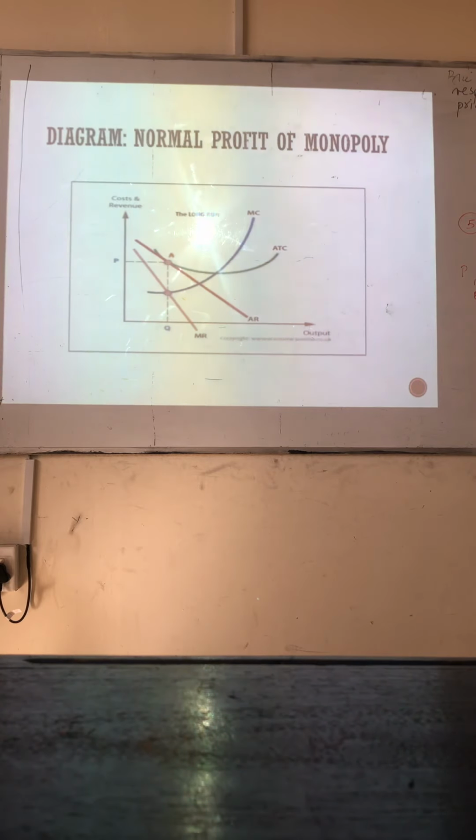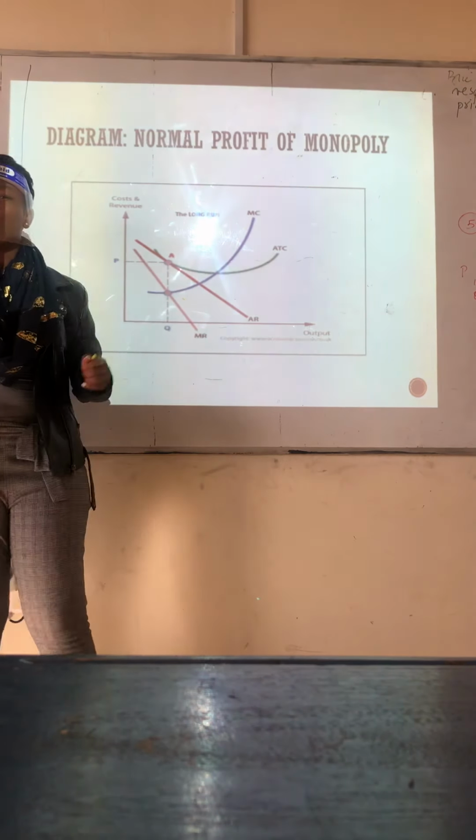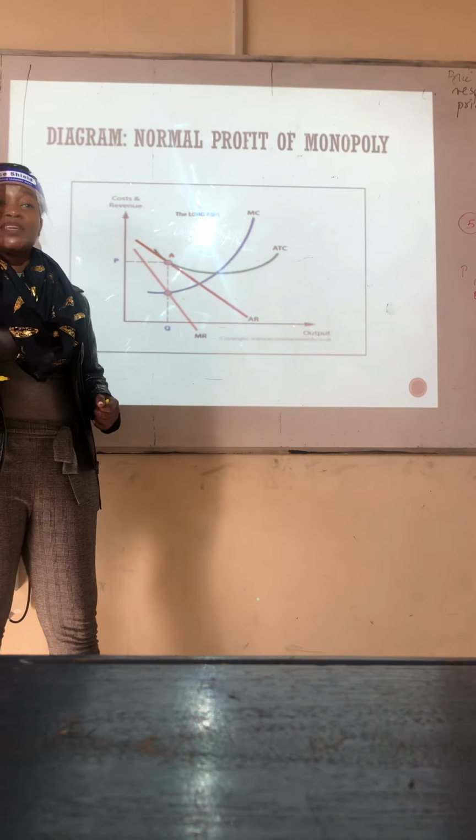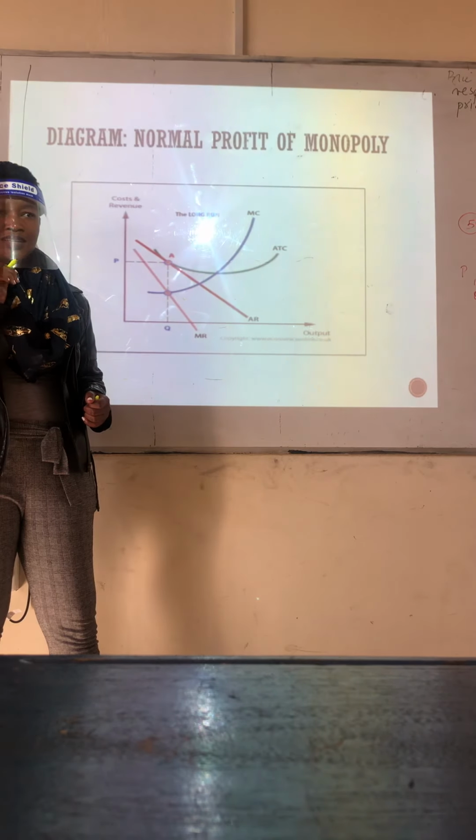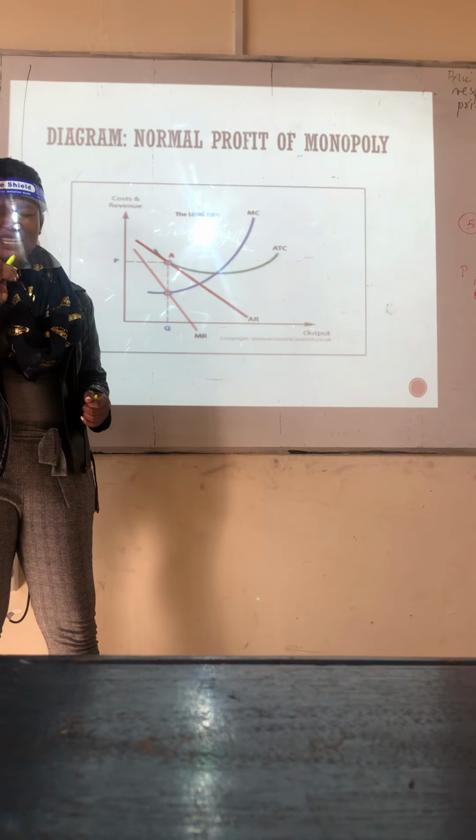From a graphical perspective, what should happen? We are still using two curves, AC and AR. Do we see our AC curve? Ma'am, it's written ATC.